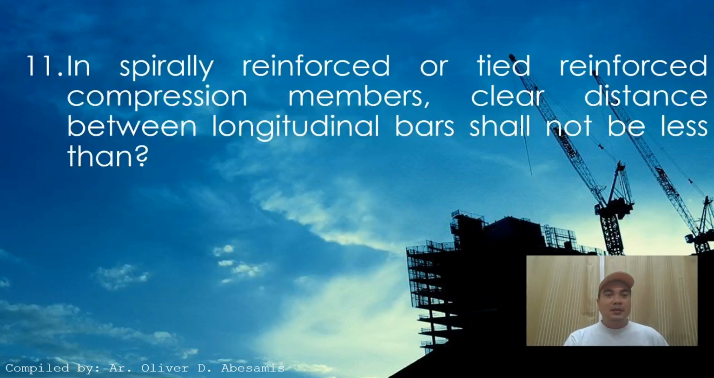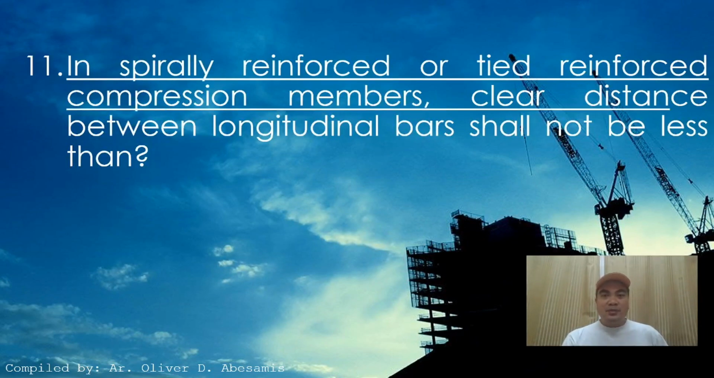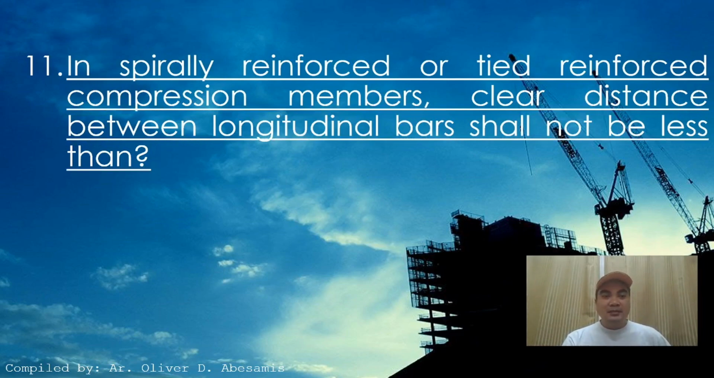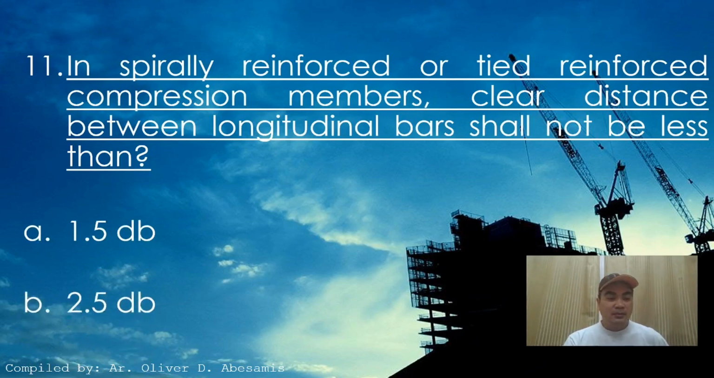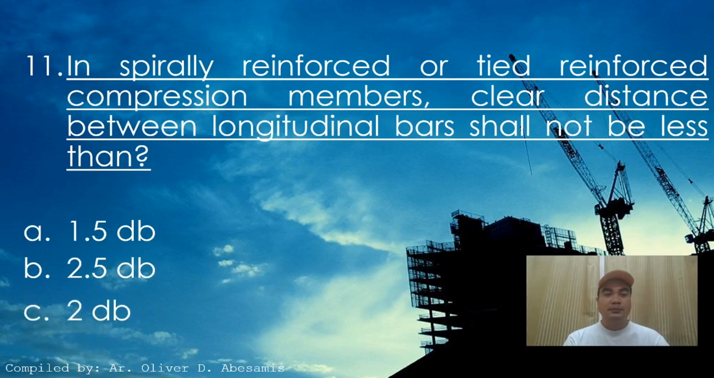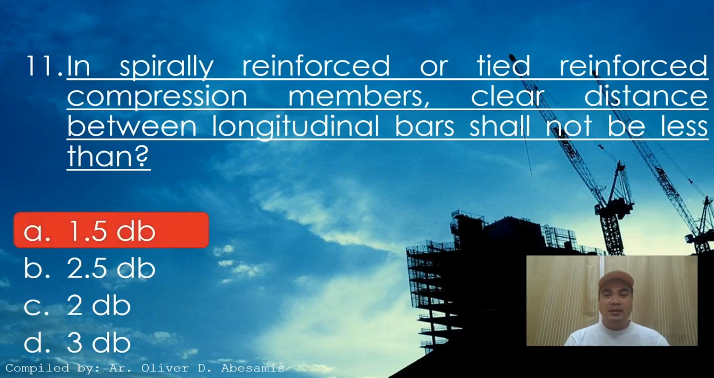Number 11. In spirally reinforced or tied reinforced compression members, clear distance between longitudinal bars shall not be less than A. 1.5 db, B. 2.5 db, C. 2 db, D. 3 db. Answer? A. 1.5 db.